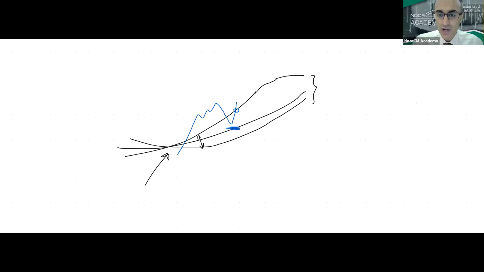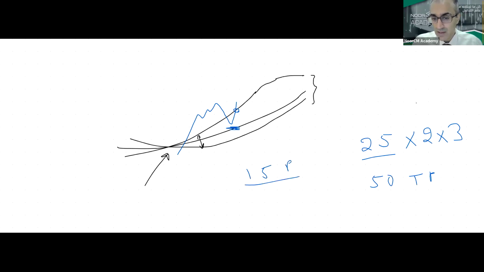Your risk to reward ratio, if the stop loss is 25 pips, points, whatever it is, your take profit should be at least 2 to 3 times. So if it's a 25 pip stop loss, you're going to go for a 50 points take profit. If it's a 15 pip stop loss, you have to go for at least 30 pips take profit. You have to trade with at least a 1 to 2 risk reward ratio.